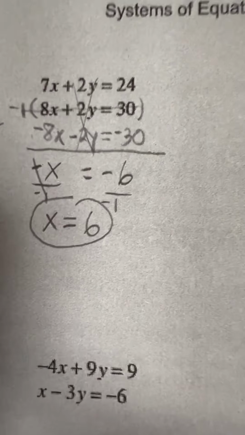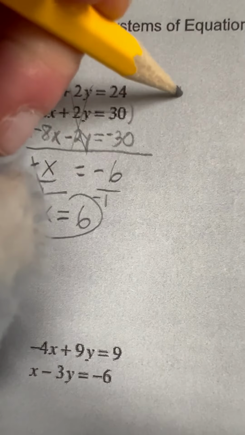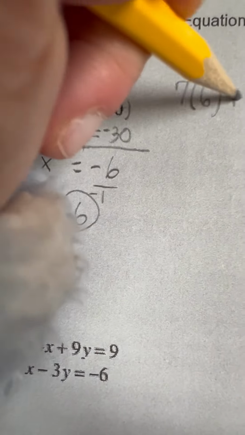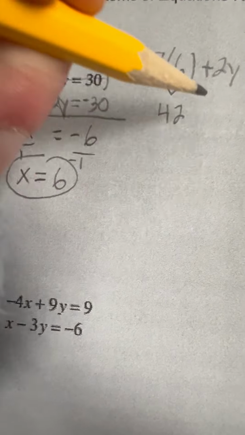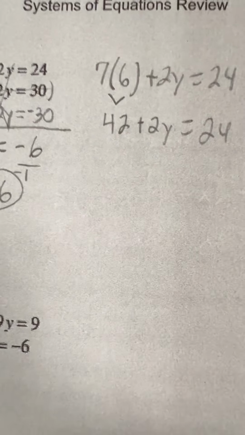Now I'm going to go back up to one of the two original equations. I'm going to pick the top one. And we're going to do 7 times what we just found out, which was 6 for x, plus 2y is equal to 24. And I'm just going to solve for y. This is going to give me 42 plus 2y equals 24.